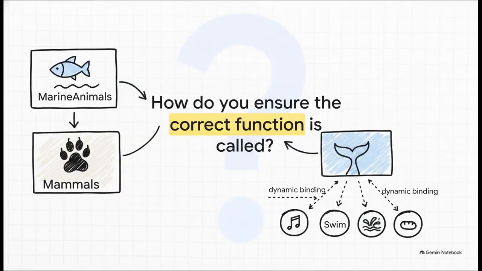Before you go fire up your IDE and start typing away, I want to leave you with something to chew on for exercise 2. If a blue whale inherits from both mammals and marine animals, it essentially has two totally distinct base classes. How are you going to ensure the exact right function is called when you're using different parent pointers? Really think about how dynamic binding is going to handle multiple paths of inheritance there.